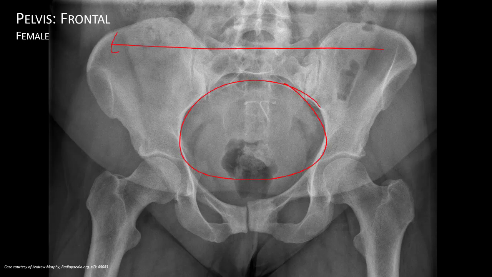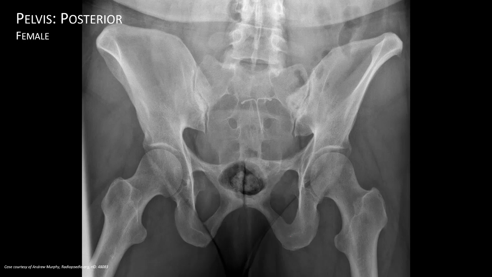We can definitely see a wider angle between the iliac crest, as well as this pubic arch is much greater. This is another view of the female, the posterior view. Again, we can see the greater pubic crest. We can also tell it's a female because we can see her IUD right there.